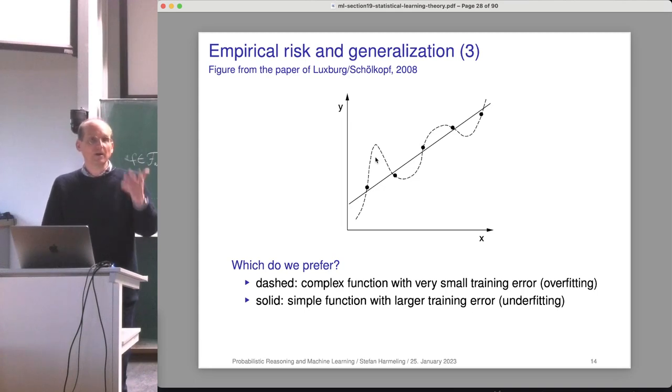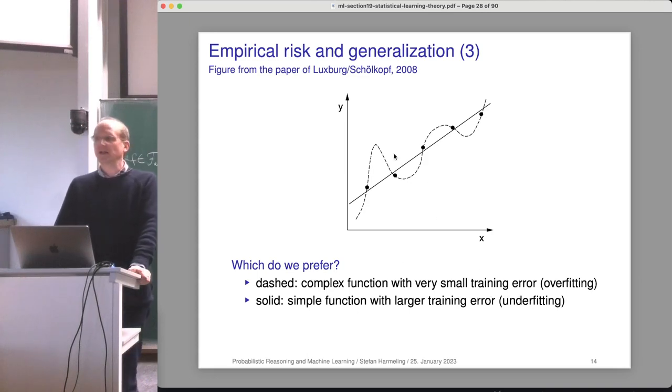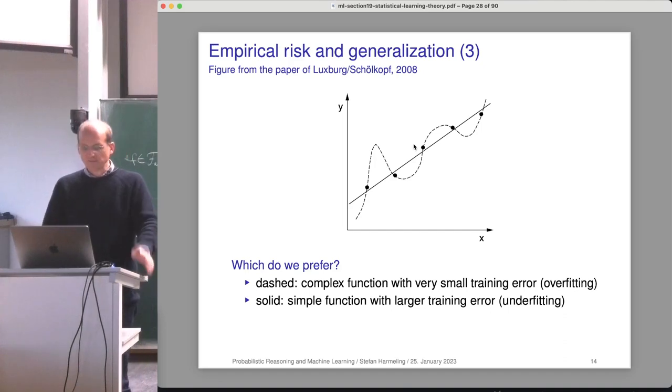However, the true risk is quite large because there's something wrong. If we prefer the solid one, that is a simpler function but with a larger training error. And this is sometimes called underfitting. So maybe it's not complex enough to really explain everything. And so you see that there's a trade-off between the function class that you take and the training error that you get. In principle, you can make the training error really, really small, but possibly then it's a very bad estimate for the true risk. Or you make your model class super simple, and then you might encounter a larger training error, but maybe that's a better estimator of the true risk.